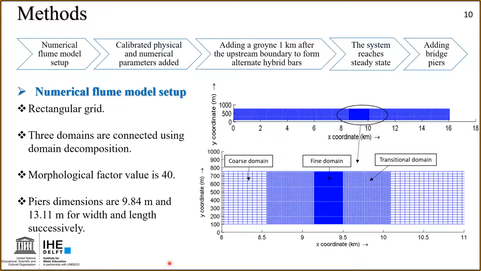But we have a problem here. The system reached the steady state after around 150 morphological years, which is a lot and complicates our model, taking a lot of time. So we have to do something about that.